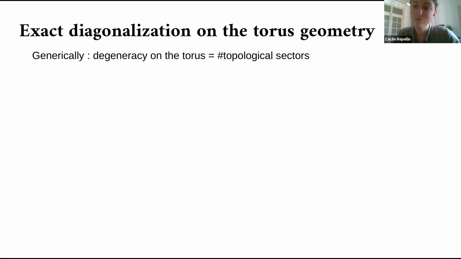torus. Actually, the degeneracy of the ground state depends on the genus of the surface. So if you have a double torus, like a torus with two holes in it, it's going to be even larger. But here we just focus on the torus because that's what's accessible numerically. So the degeneracy on the torus is equal to the number of topological sectors. So what does that mean?